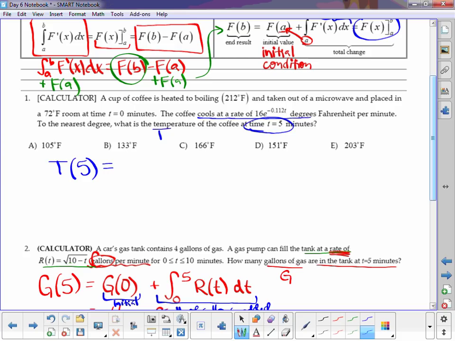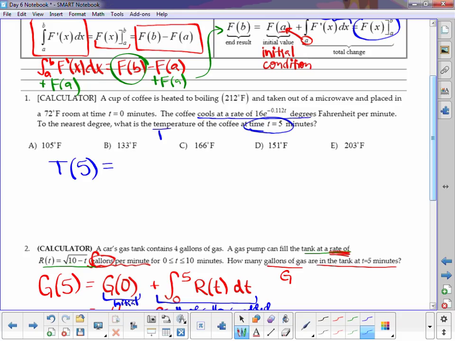Now, what is my initial amount here? 212, right? 72 is the temperature of the room. That has nothing to do with the temperature of my coffee. All that tells us is that it has to cool down because the room is colder. Ideally, we're not in a 212-degree room. So it is cooler than the coffee temperature, so it's going to decrease. That's where you've got to be careful. They're throwing a bunch at you, right? And they even said at time t equals 0 minutes.